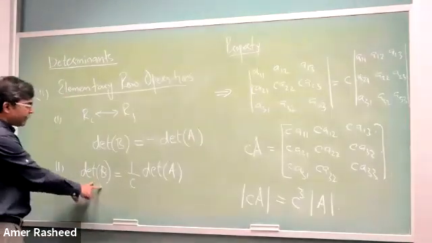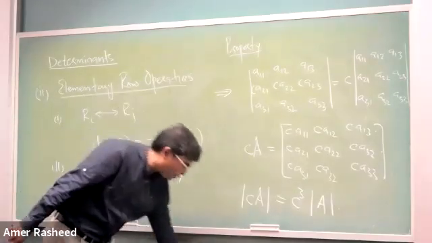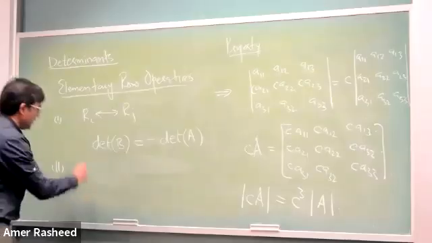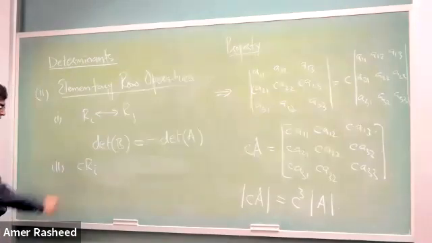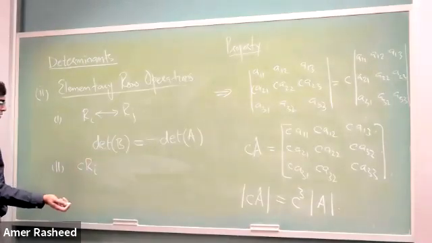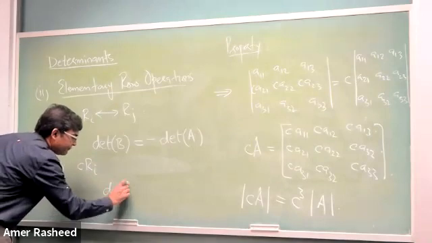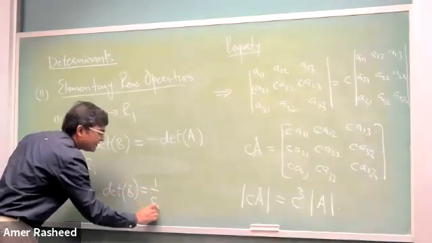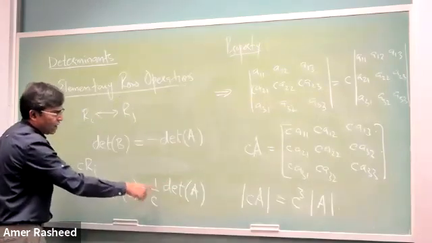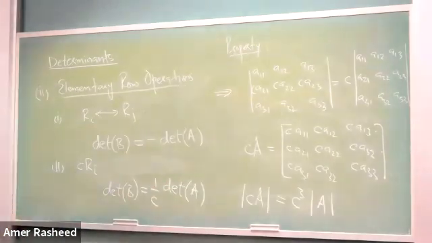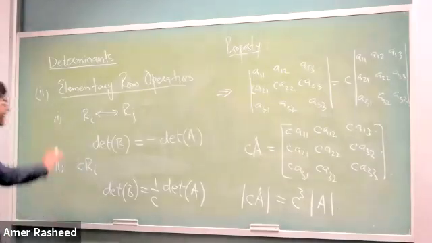Now, whenever you apply the second elementary row operation, whenever you multiply any row of that determinant, C times row i, for example, then determinant of B is what? 1 over C times determinant of A. You have to compensate that constant outside. Okay, you got my point? So this is the second elementary row operation.